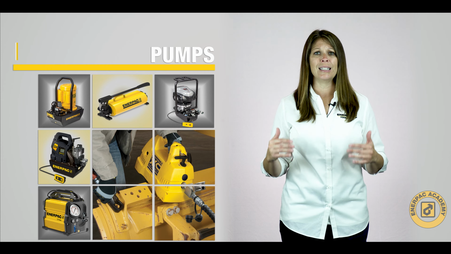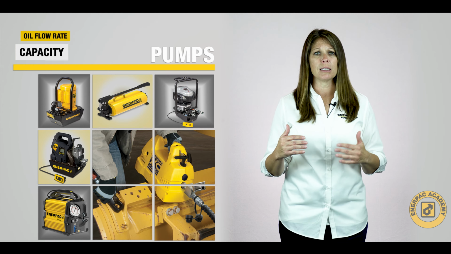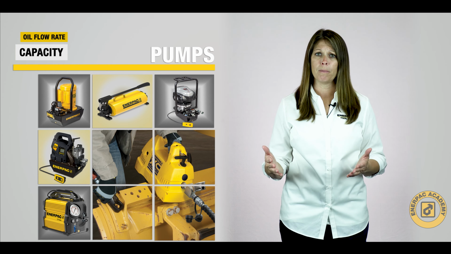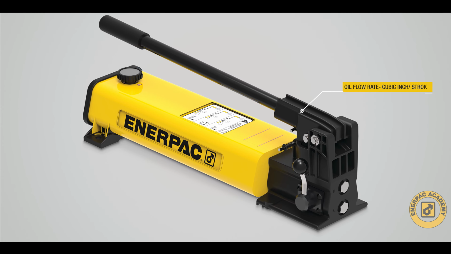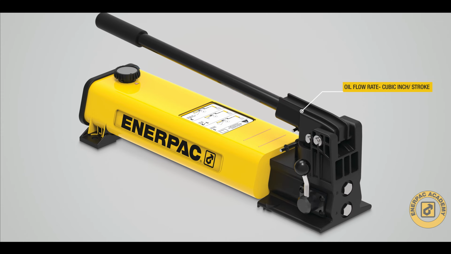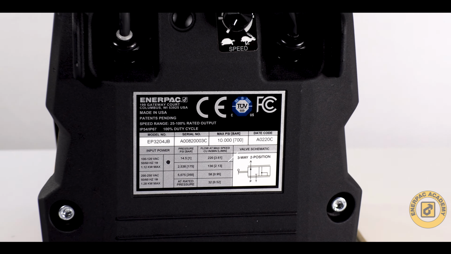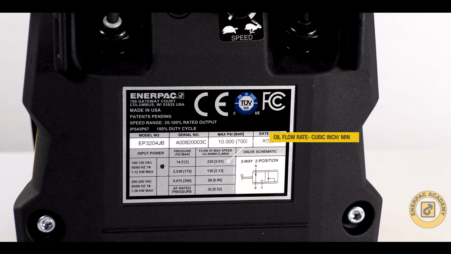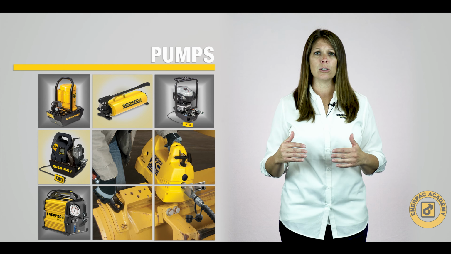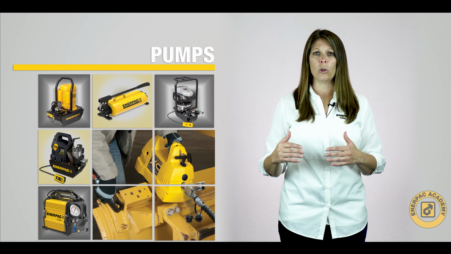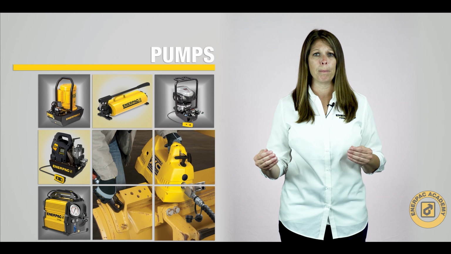Oil flow is the next important criteria when specifying the correct industrial pump. For hand pumps, oil flow is specified as cubic inches or cubic centimeters per stroke. For power pumps, oil flow is specified by cubic inches or cubic centimeters per minute. There are a few key details to remember when looking at the oil flow rate when specifying a pump.